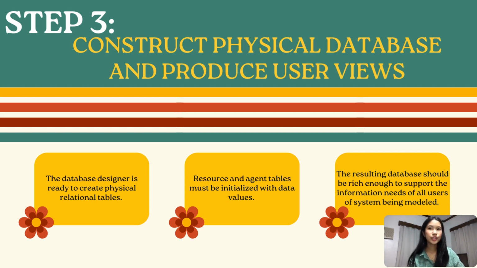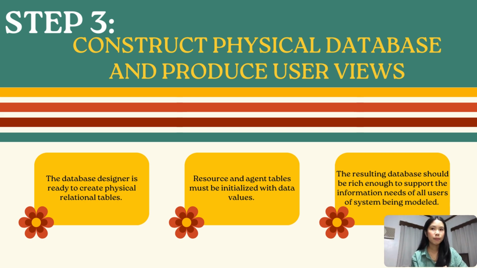Next, resource and agent tables must be initialized with data values such as inventory quantities on hand, customer names and addresses, and employees' data. Also, the new system will start operations with beginning values for the attributes of these tables. In contrast, event tables start out empty and will be populated through actual transaction processing activities.